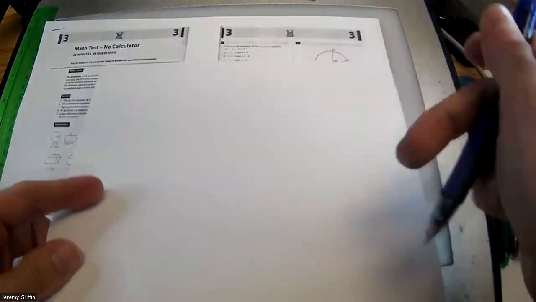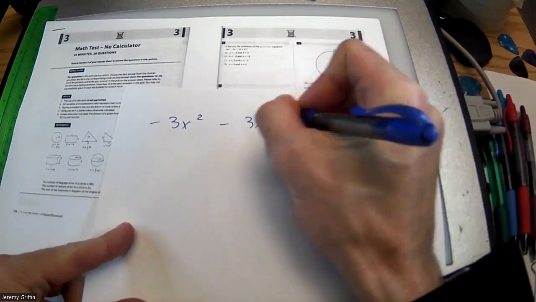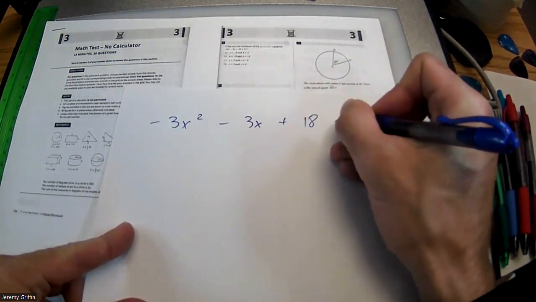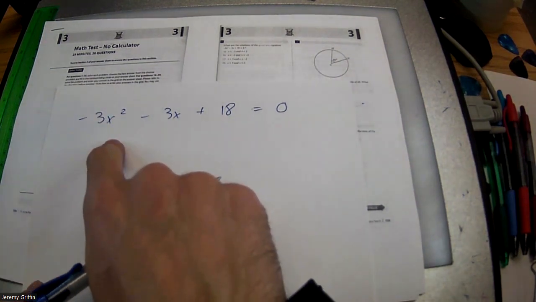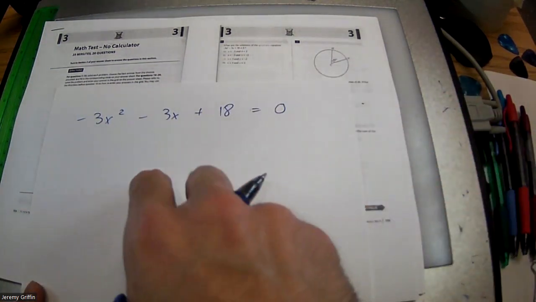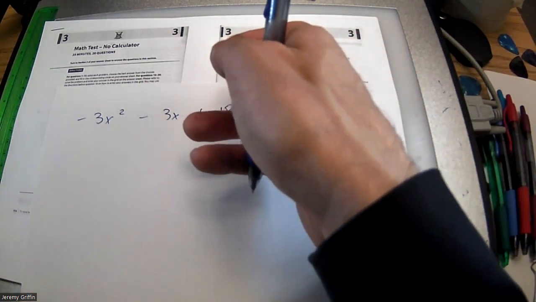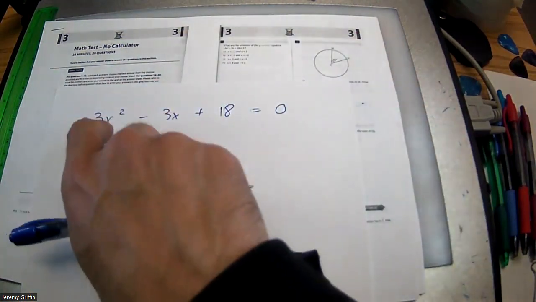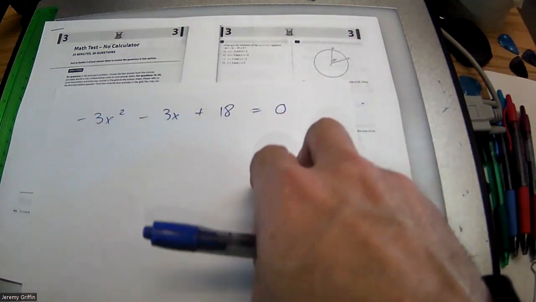Okay, what are the solutions to the quadratic equation negative 3x squared minus 3x plus 18 is equal to 0? As a graph, that would be a parabola. Even if they did not explicitly say it was quadratic, you would know because I see an x squared, x, and a constant.